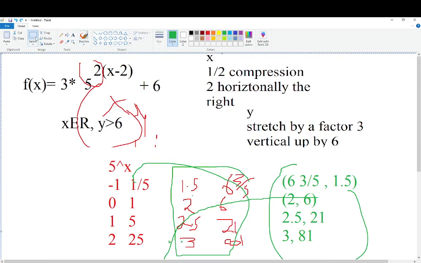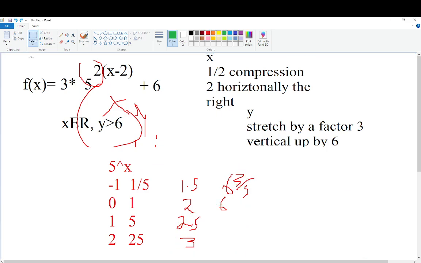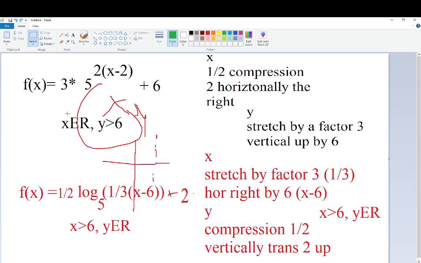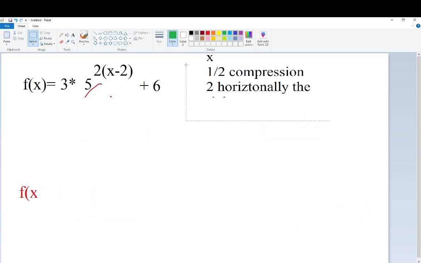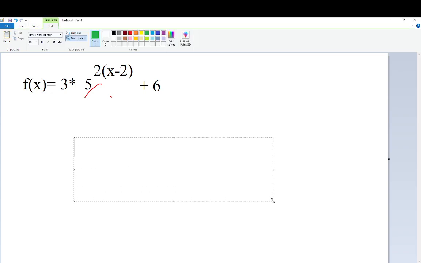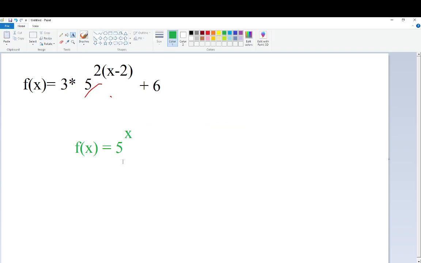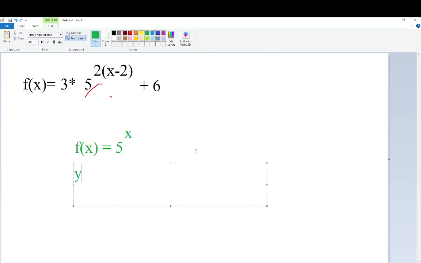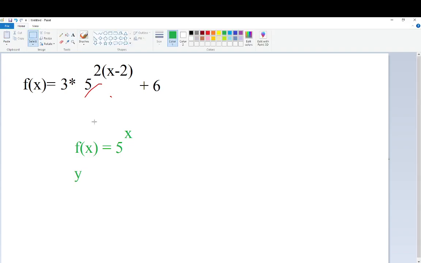Let's look at how to do these things algebraically. I'm not going to start with this. I'm going to start with the parent one. So suppose you have f of x is equal to 5 to the exponent of x. Your first step, swap f of x for y. You get y is equal to that.